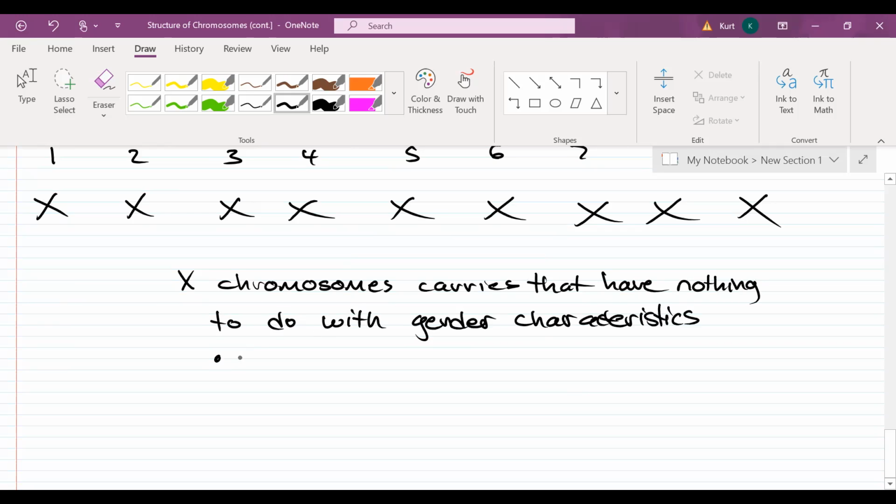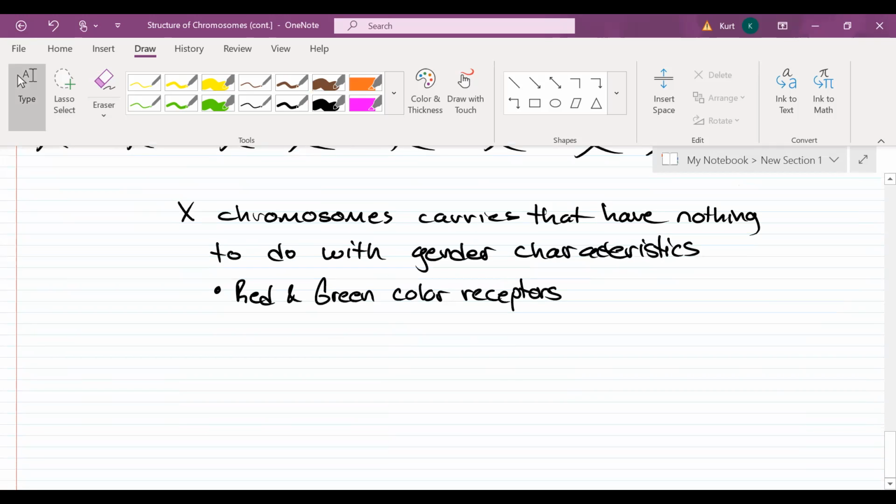One of which is red and green color receptors. Humans have 3 color receptors in our eyes. We have blue, we have green, and we have red. If you can see blue, you're fine.